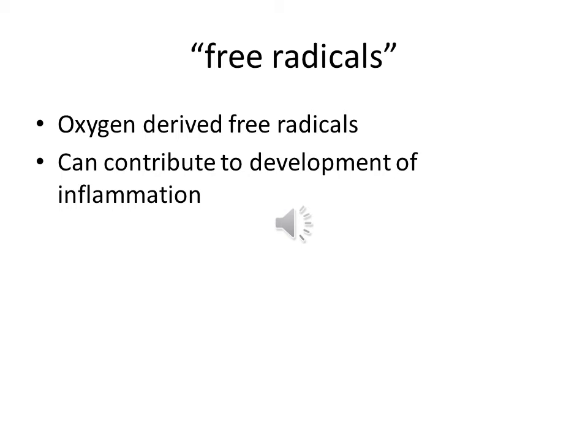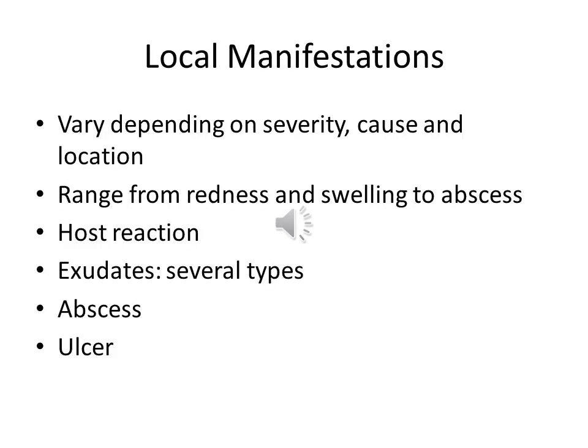Oxygen-derived free radicals may be released by leukocytes that have been exposed to cytokines or microbes, or they may be released during phagocytosis. The effects of these free radicals depend upon several things, including the presence of other chemicals that are produced by inflammatory cells. These free radicals have a tendency to amplify the cascade that causes inflammation.